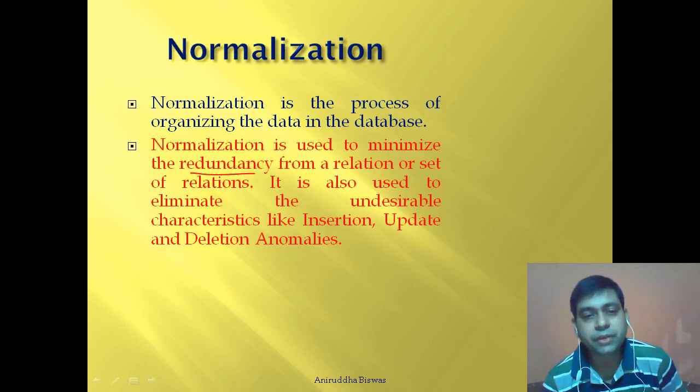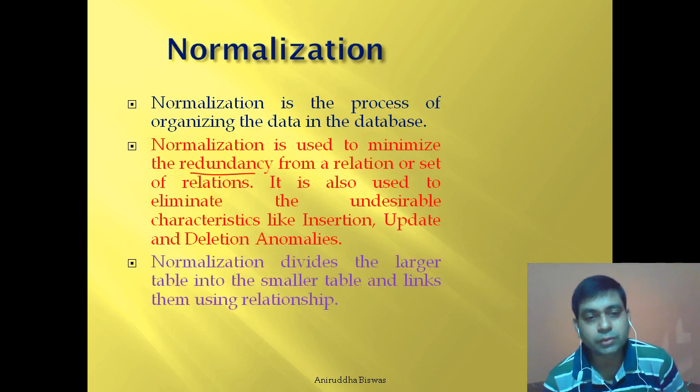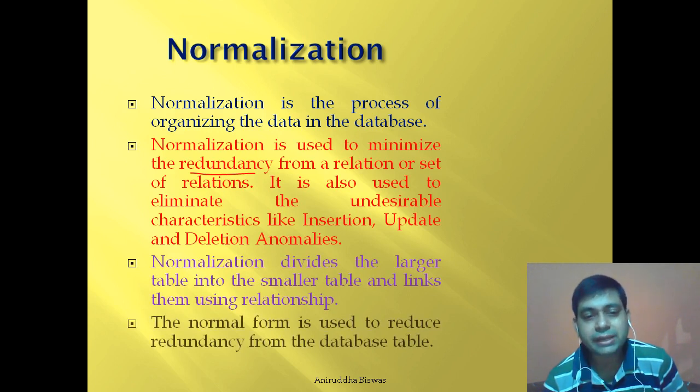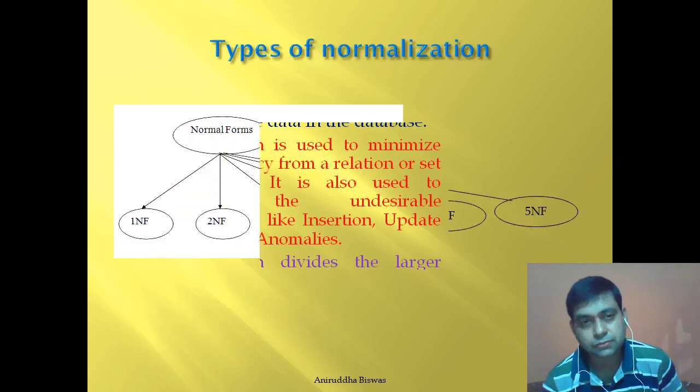And we try to eliminate the undesirable characteristics like insertion, updation, and deletion anomalies. So normalization divides the larger table into smaller tables and links them using a relationship, that is, an integrity constraint. You can sometimes say foreign key constraint. And the normal form is used to reduce redundancy, right?